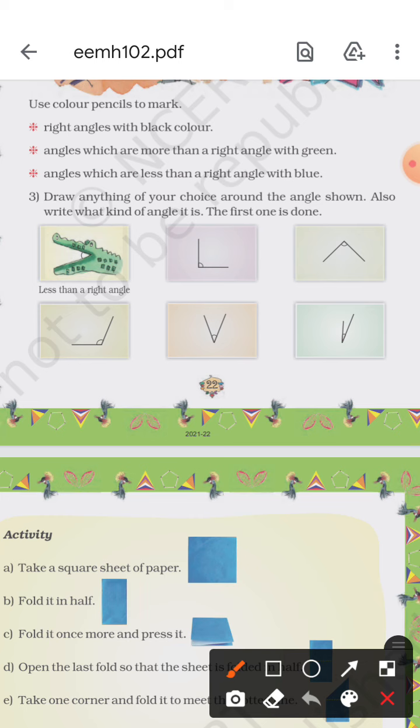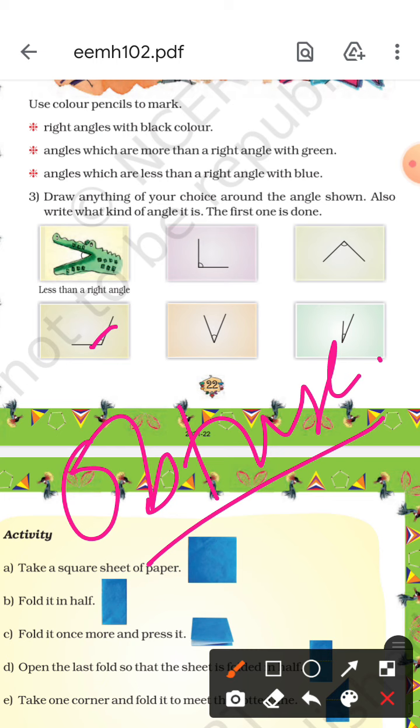First of all, this angle is less than a right angle, you can see. And if you look at this angle, it is 90 degrees, it is a right angle. It looks like the L shape also, so it is a right angle. And here it is greater than a right angle, so it is an obtuse angle, as it is greater than 90 degrees. If you see this angle, it is an acute angle, as it is less than 90 degrees.